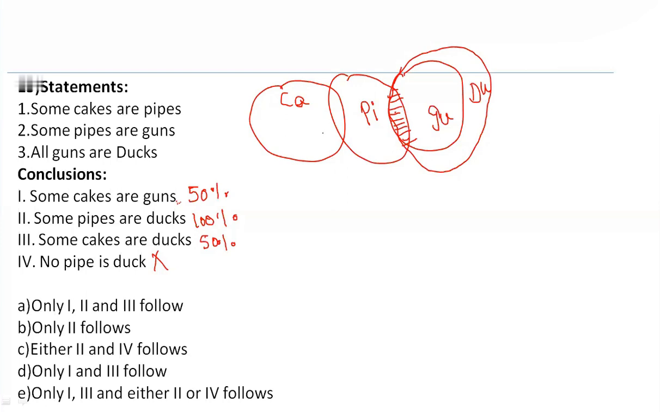What's the answer for the question? Answer for the question is option B. Option B, only two follows. Got the logic of the question, guys? If yes, please raise the hands.